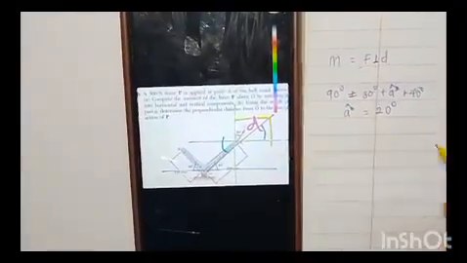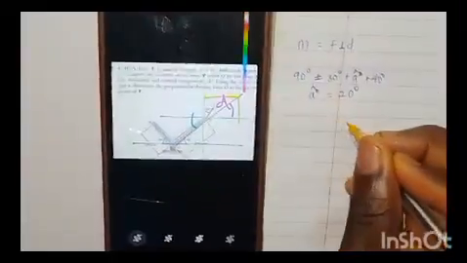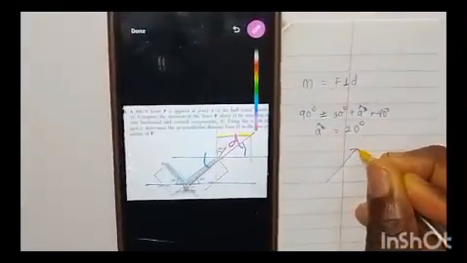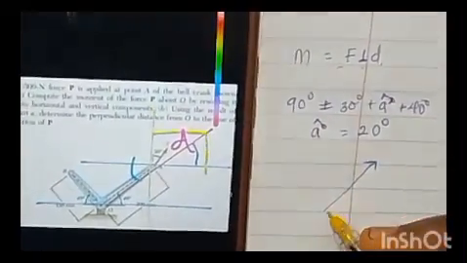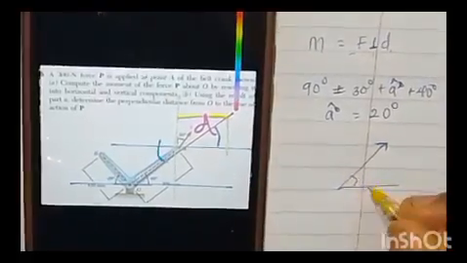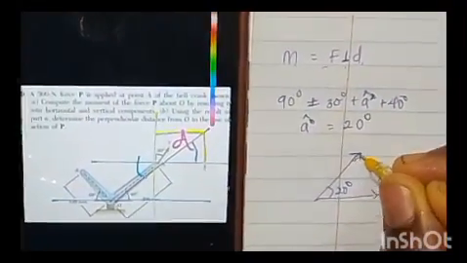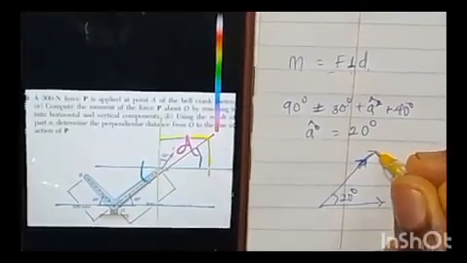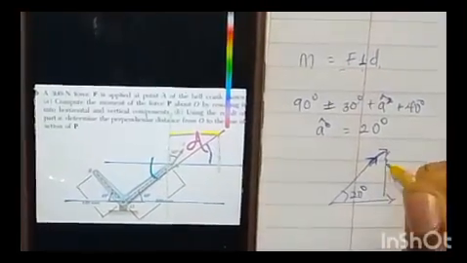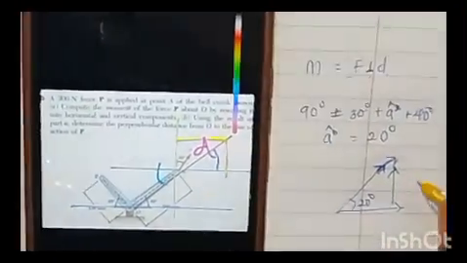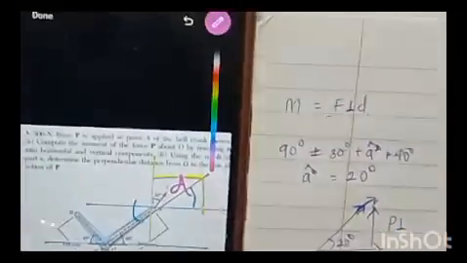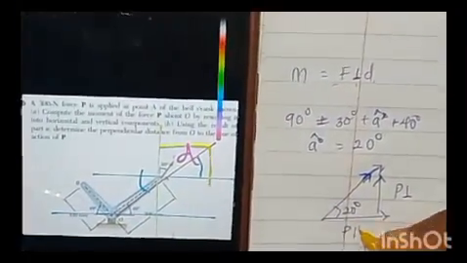So we can now bring this particular diagram out. This place will be 20 degrees, happening in this manner. Let's extend this like this, and this will be acting in this direction. Don't forget, this will be your P perpendicular, and this will be your P parallel.